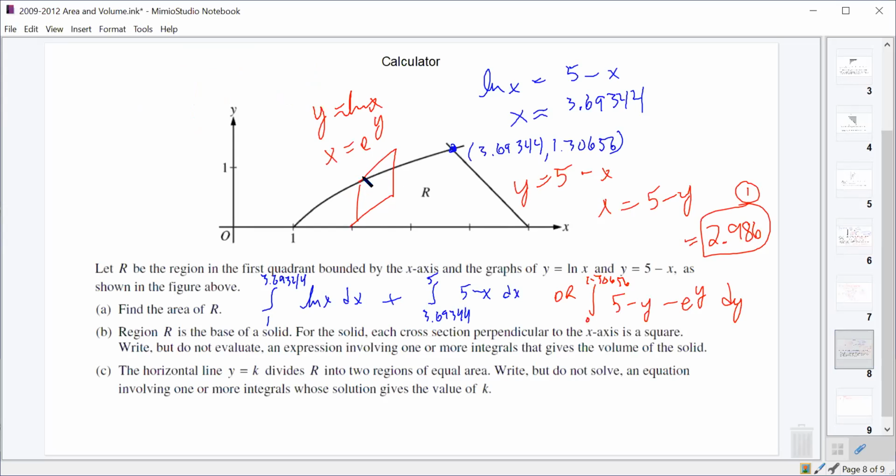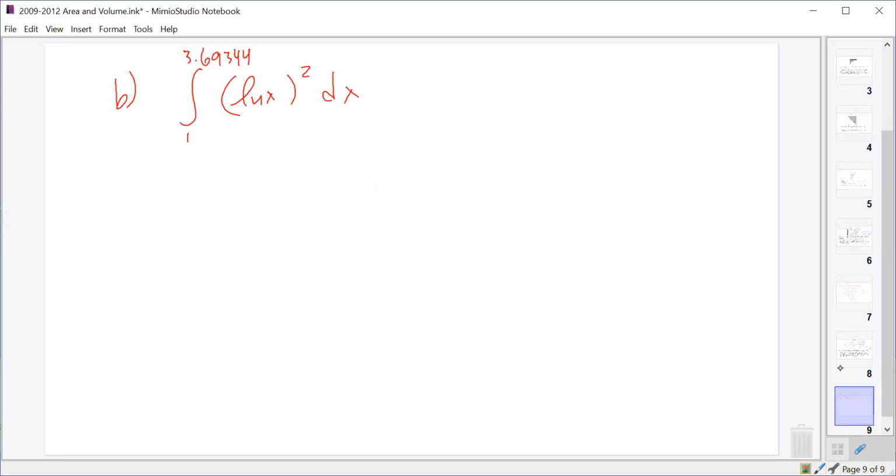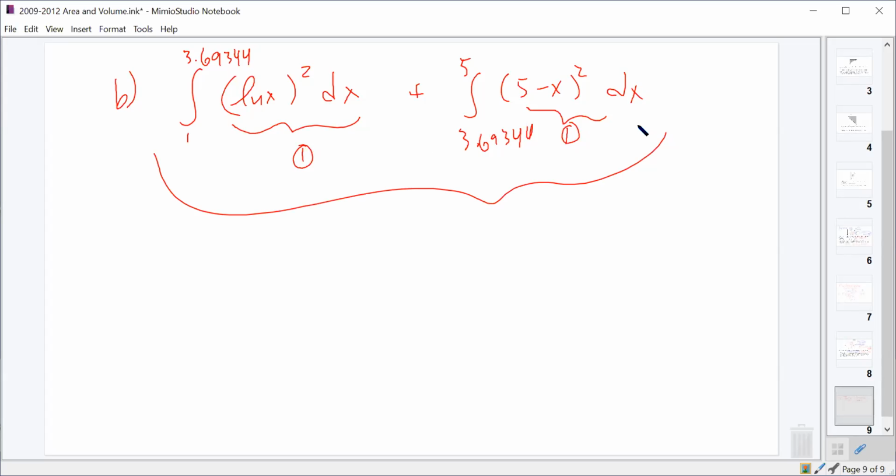And we have to square it because the cross sections are squares. And then the same thing over here. Was it 5 minus x, right? From 3.69344 to 5. And that one was 5 minus x squared dx. And that's all you had to do. You didn't have to evaluate it or anything. To have this and this, each of those was worth a point. And the full expression as a whole, with the right limits and the right dx and all that, was worth another point. Any questions there on part B?